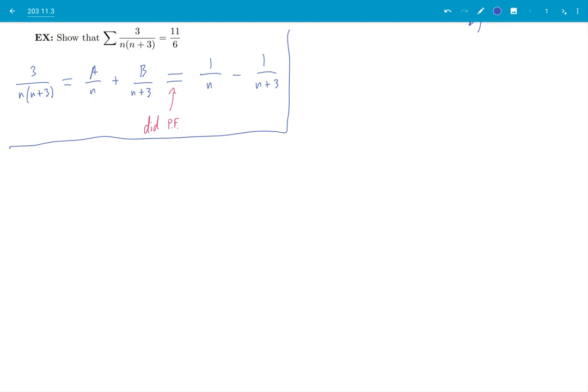Give ourselves some space here. How does this help us? Well, let's start writing out some terms. S1 is just the first term, so just this guy in the rectangle with 1 plugged in. So I get 1 over 1 minus 1 over 4. S2 is 1 over 1 minus 1 over 4 plus the next term, which is this guy in the rectangle with 2 plugged in.